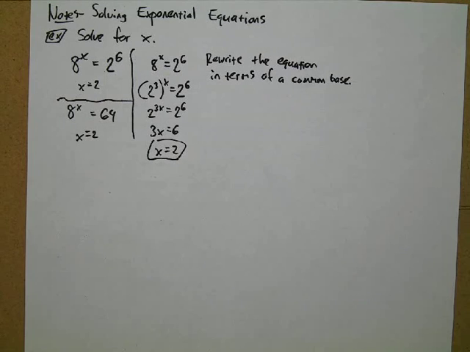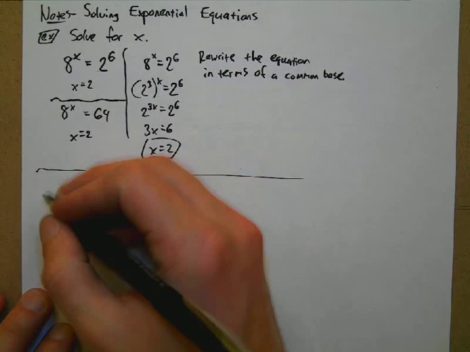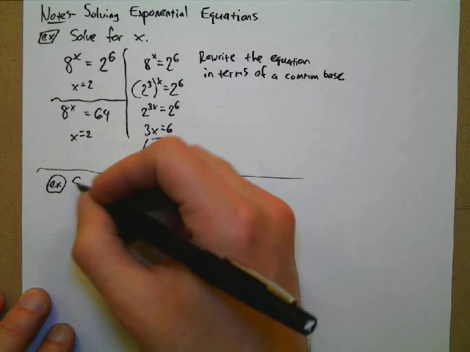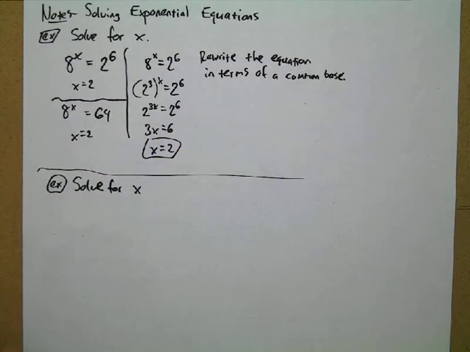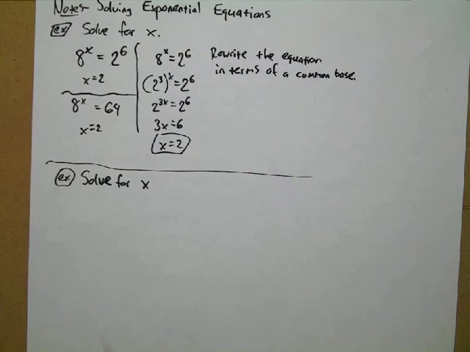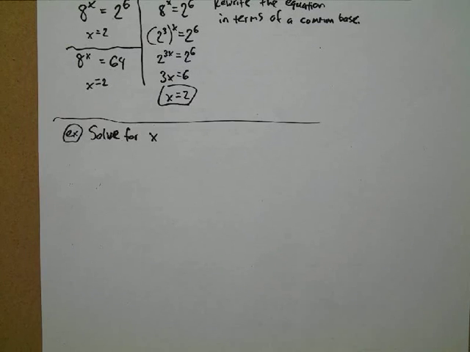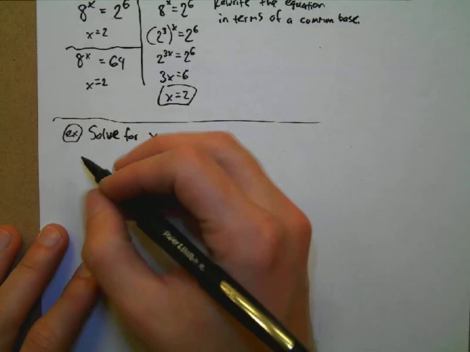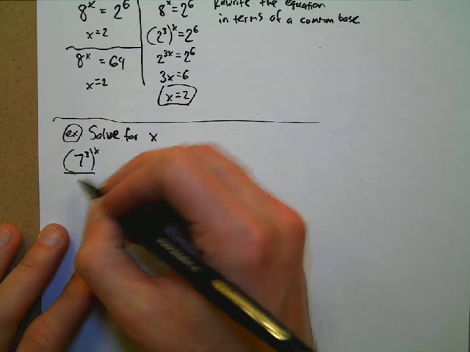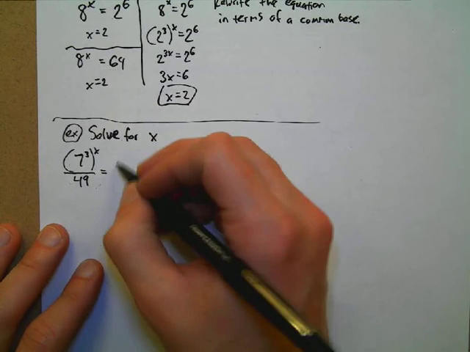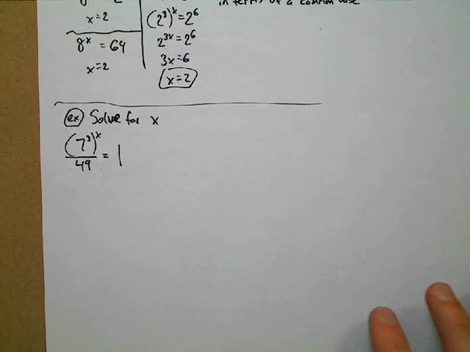All right, so let's try another one here. Again, we're going to solve for x. We'll do this one together. So let's say we've got 7 to the third of x over 49 equals 1.